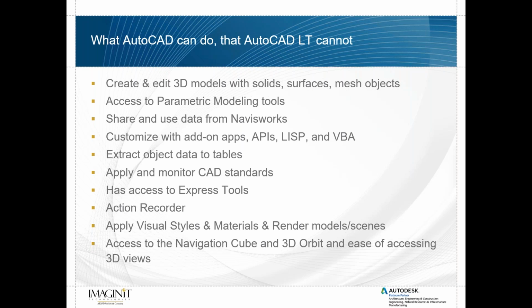So what AutoCAD can do that AutoCAD LT cannot, you can create and edit 3D models with solids, surfaces, mesh objects. You have access to the parametric modeling tools. Those are the things that I showed you, where you had the differences where you could add parametric constraints and things like that. You can share and use data from Navisworks. You can customize with add-on applications, APIs, which is the application program interface, Lisp and VBA. You can extract those objects to tables. And again, I covered the data extraction, I think 3 webinars ago with the tips and tricks.